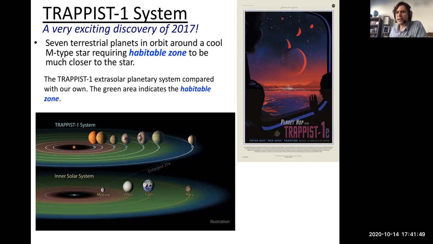And another cool thing that NASA does, I'll try to put a link to this in the README for the week. NASA makes all sorts of cool travel posters for planets, asteroids, and other things. But they also make travel posters for extrasolar planets that you can download. They're free, and you can print them out. This is the travel poster for TRAPPIST-1e.